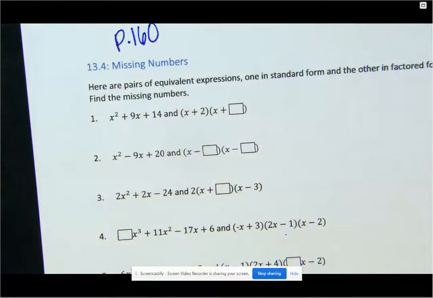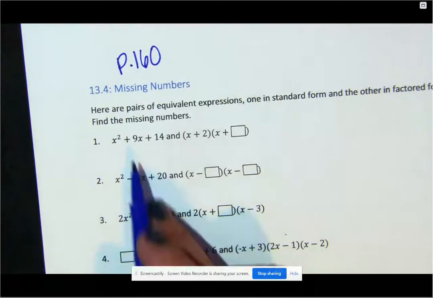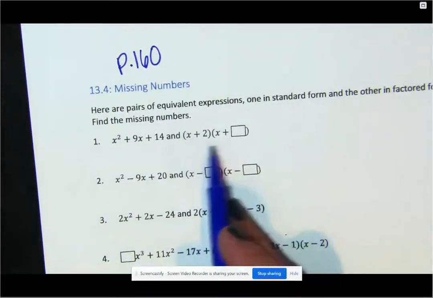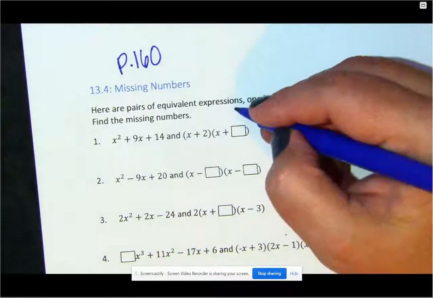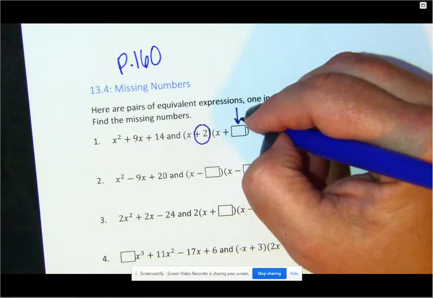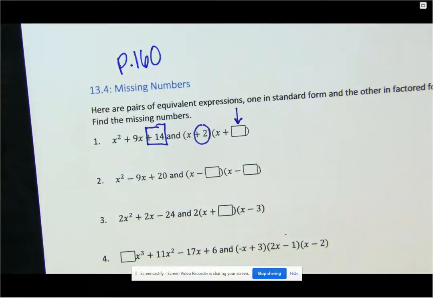And so what we're doing here is just trying to quickly figure out missing numbers based on what we have and what we need. So here we've got a standard form polynomial, and then over here is the equivalent factored form. So to find this missing number, I know that this times this is going to produce this last constant right here. So 2 times what is 14? 7.